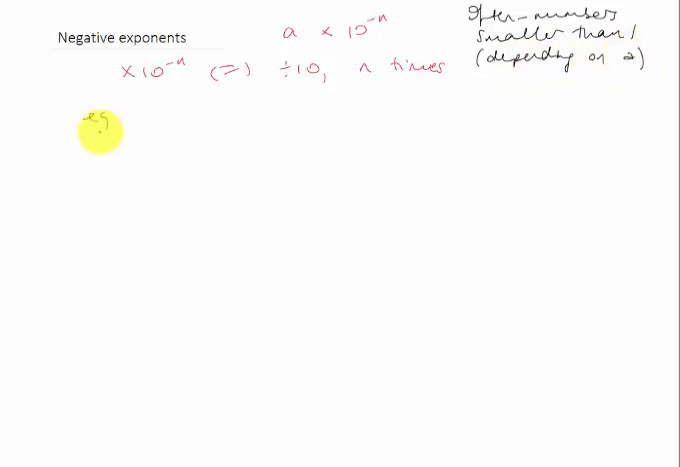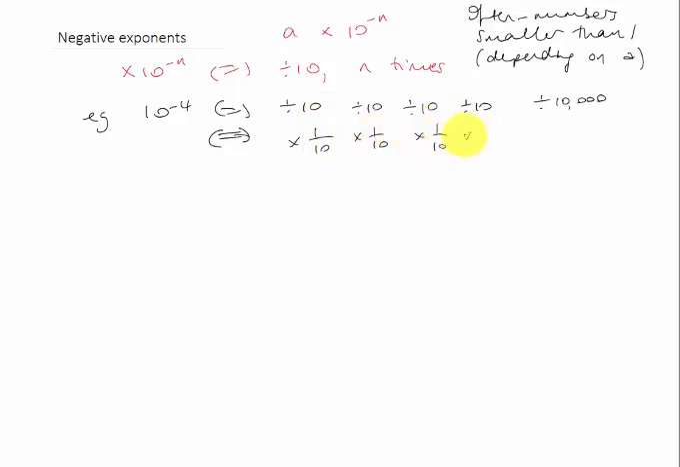Okay, so for example, if we've got 10 to the minus 4, that means we divide by 10 four times. 1, 2, 3, 4. Which is the same as dividing by 10,000. And that's also the same as multiplying by 1/10,000. That's another way of thinking about it. So that's the same as times 1 over 10,000.